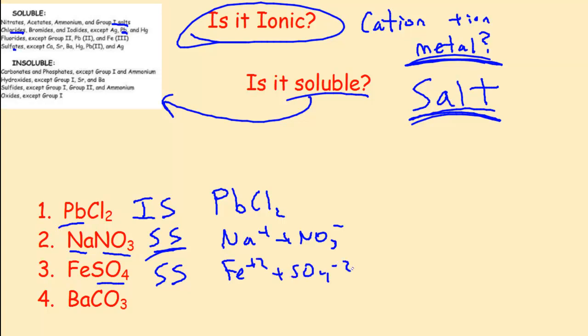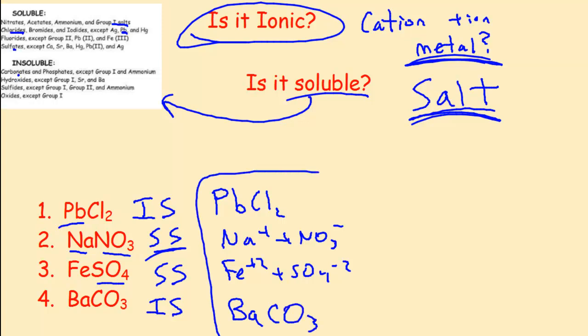And then the last one, carbonates, all carbonates. There are a few exceptions. Barium is not one of them, so that's an insoluble salt, meaning barium carbonate would be written in the molecular form. It is not going to ionize. All right, so we're getting closer. It's starting to build up, though. There's a lot of stuff to remember.